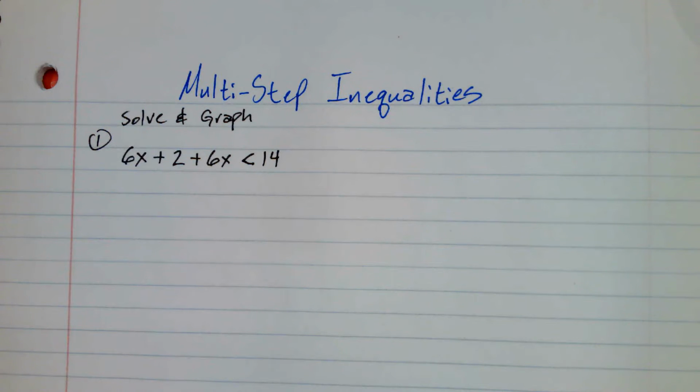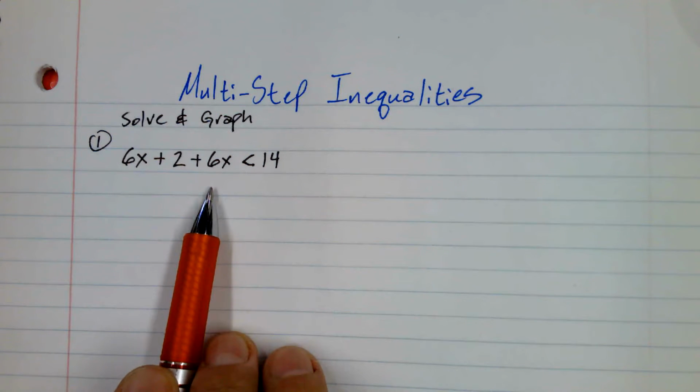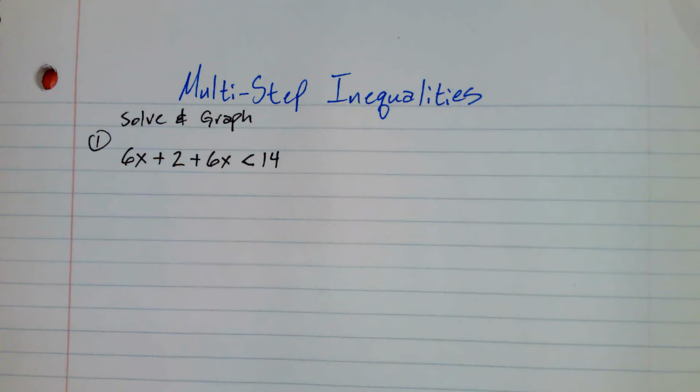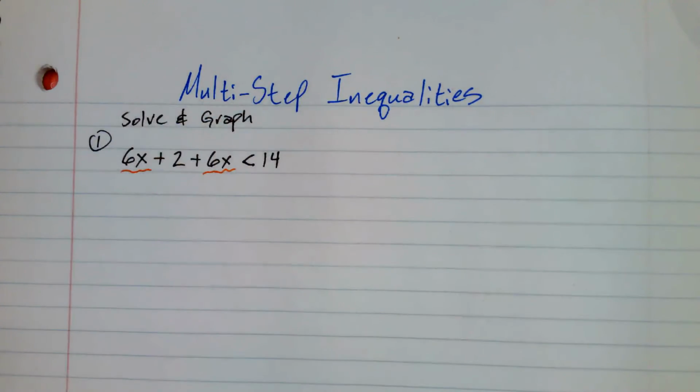All right. So walk me through this, guys. Let's see what we remember. I have 6 times the number plus 2 plus 6 times the same number is less than 14. And I want to find the solution for this, all the possible solutions. Okay, combine the variables on the left. Correct. So I'm going to give this a wavy underline, indicating those combined to make 12.